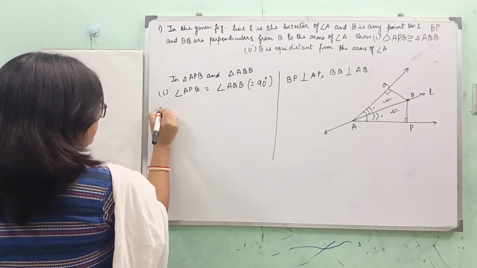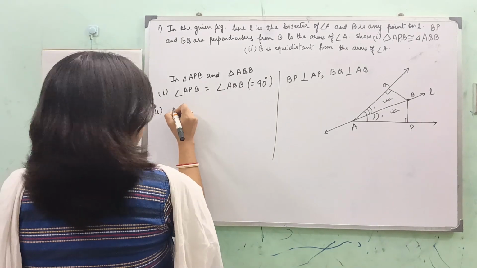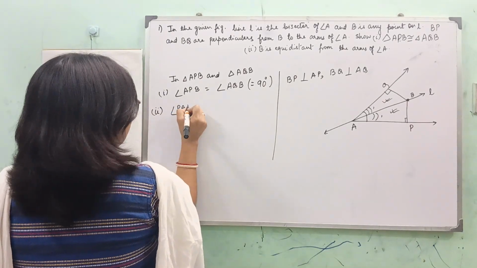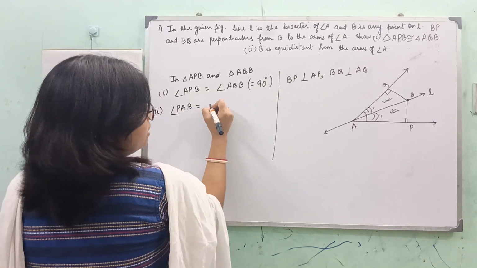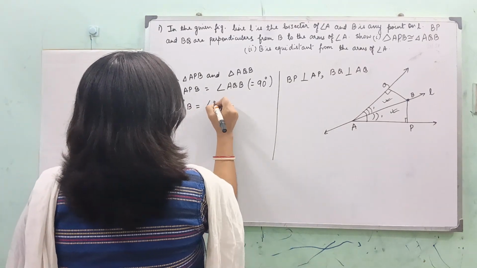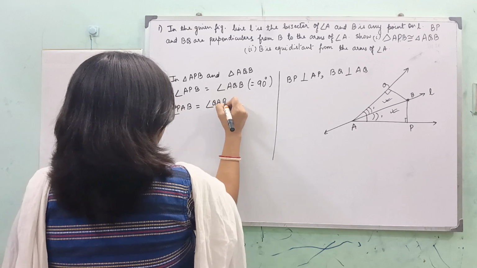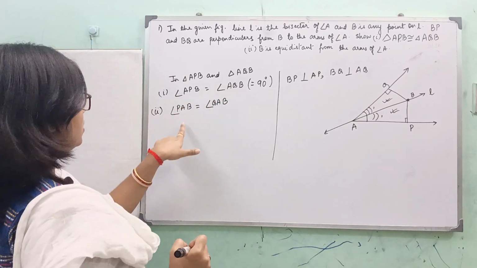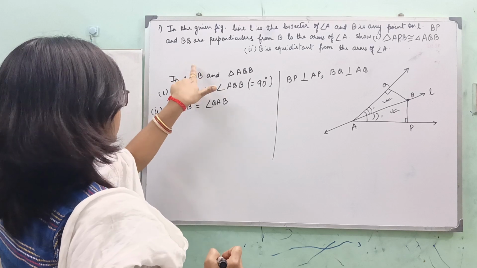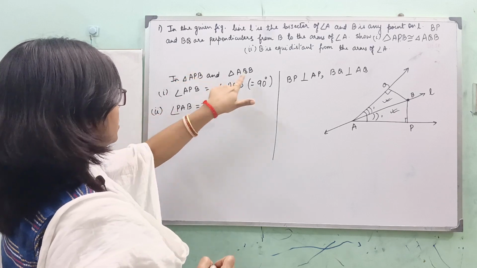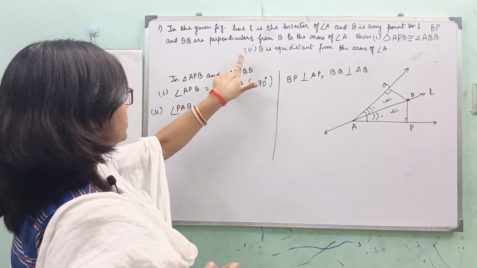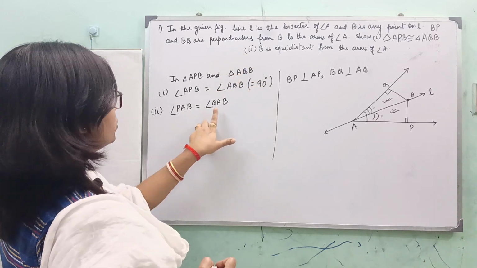Next, angle PAB is equal to angle QAB. Okay, see, naming PAB: second, first, third. Here also QAB: second, first, third. So PAB equals QAB.